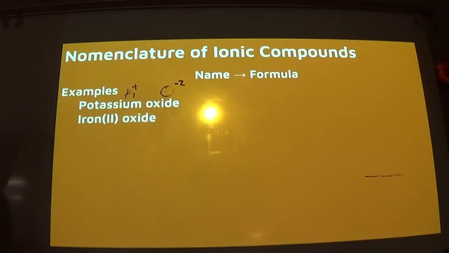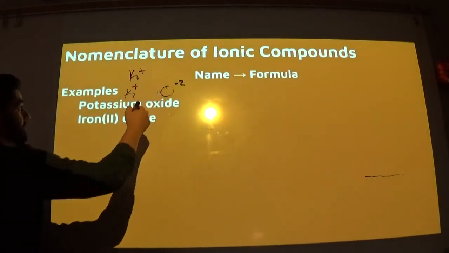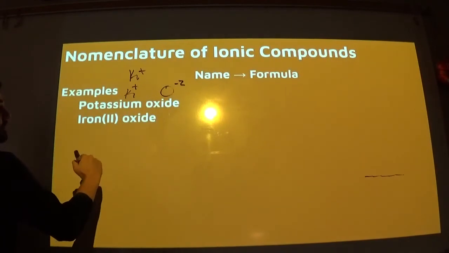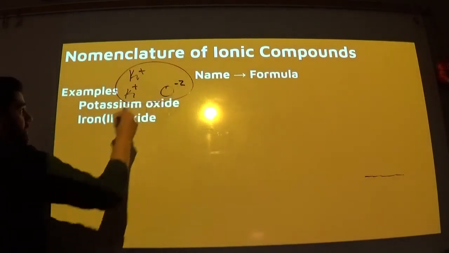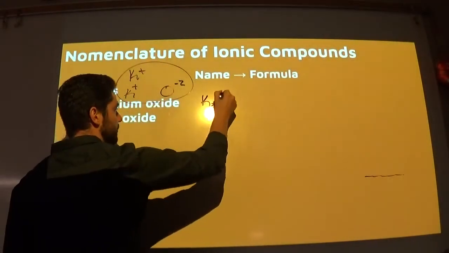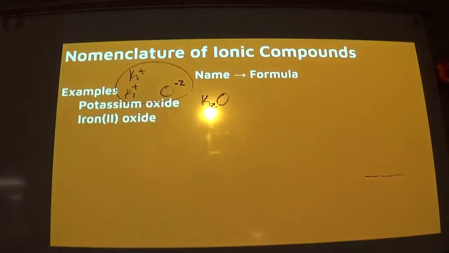Do those cancel as is? No. So then the next step is I need to adjust how many of each I have so that they cancel out. What do I need to adjust here? I need 1 more potassium, right? So I need 2 potassiums to cancel out with that oxide. So the chemical formula is all of this together. K2O. That's potassium oxide. Okay?